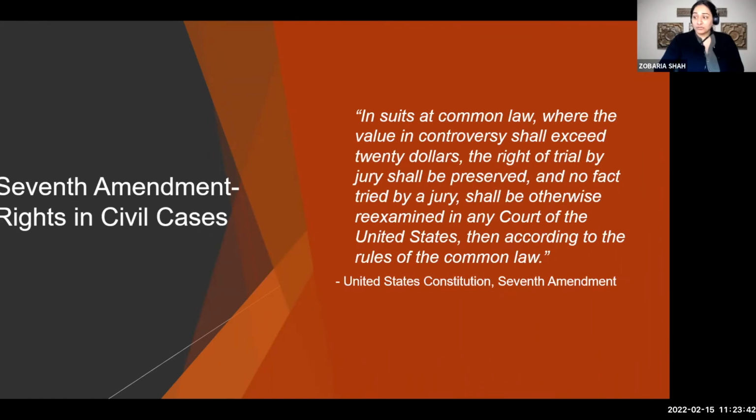And no fact tried by a jury shall be otherwise re-examined in any court of the United States than according to the rules of common law. Again, the people cannot be retried. The case cannot be retried.